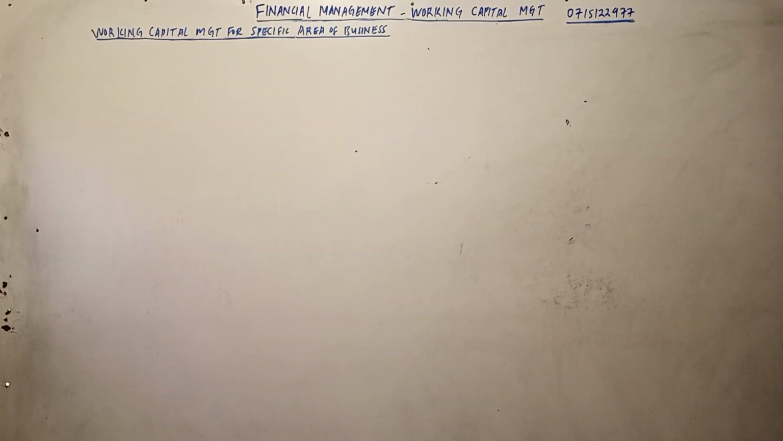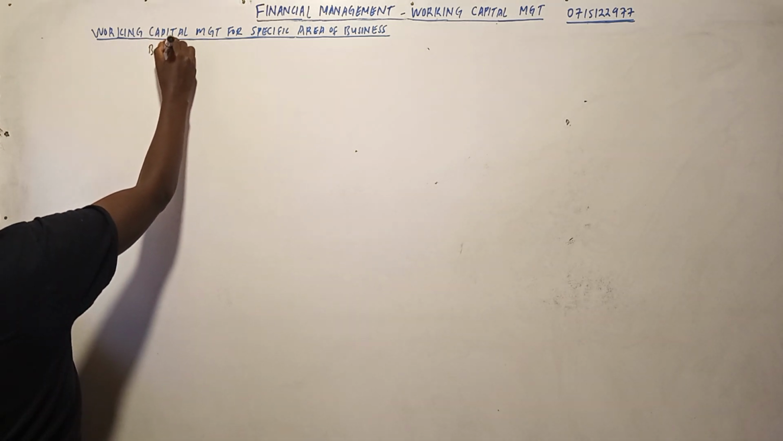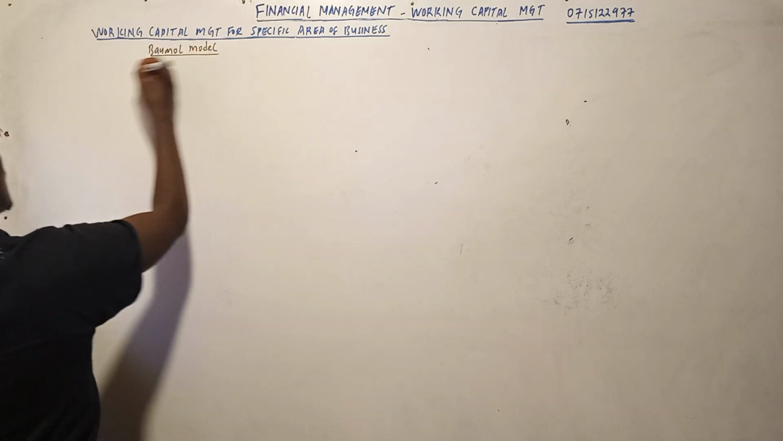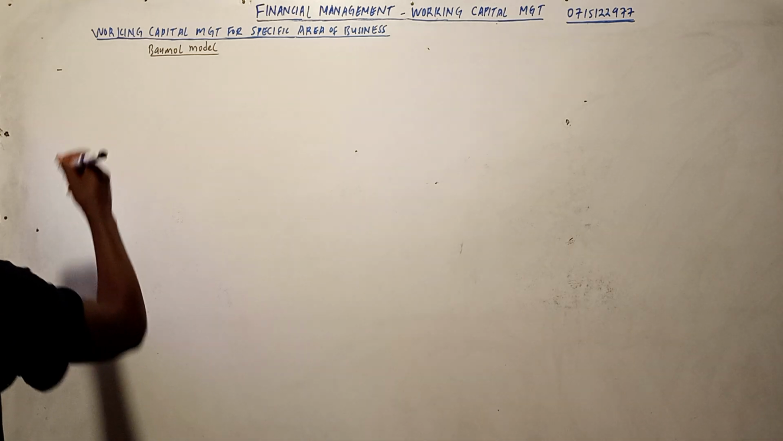So let us jump into the second model after the cash budget, the Baumol model. That is our next step, and this is a model which assists the organization in estimating the optimal cash balance.